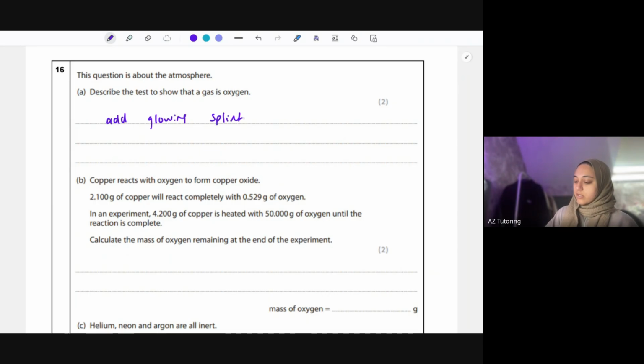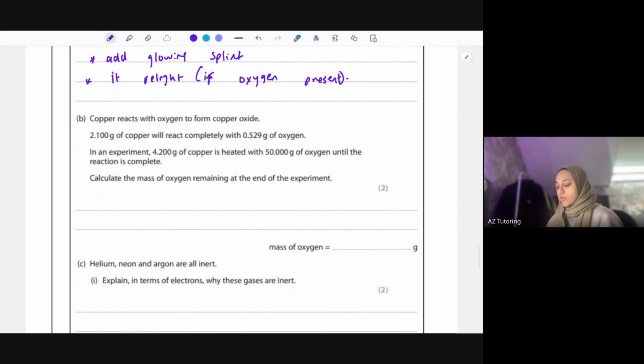That's your first mark. And then your second mark is what's the test if it's a positive test. So if there is oxygen, then it relights. If oxygen is present. Okay, so that's the oxygen test.